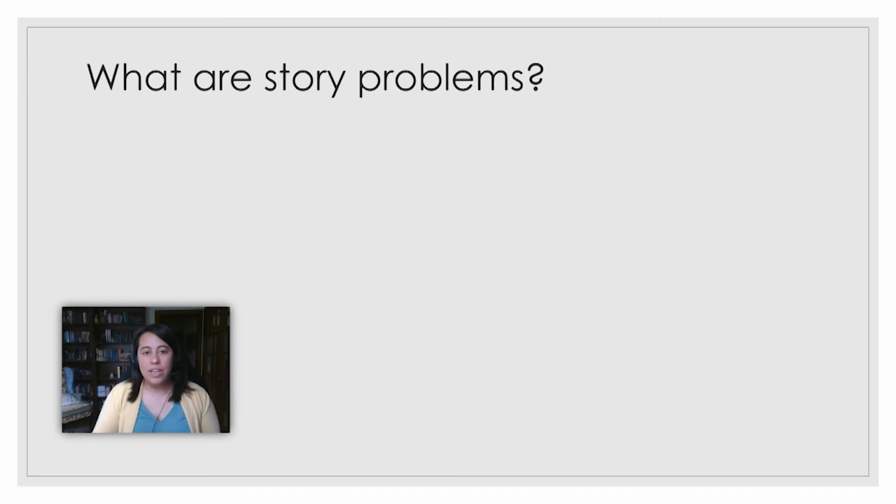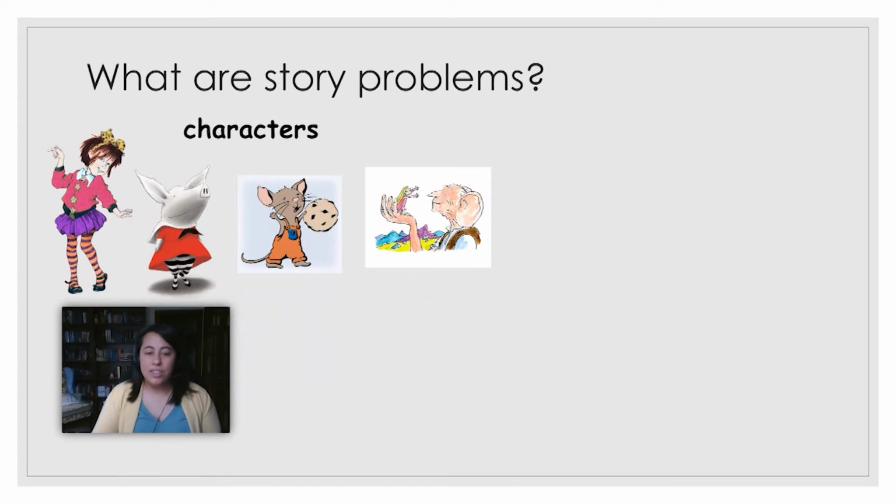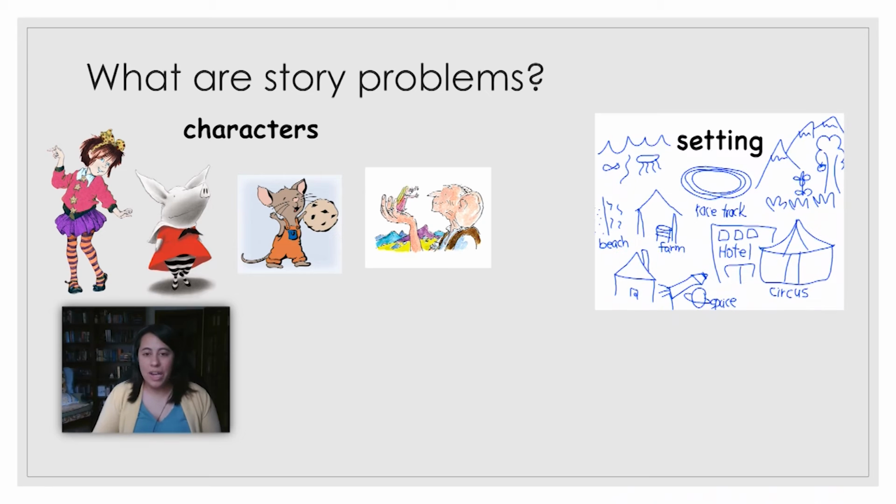So let's start by talking about what story problems are. Story problems are a lot like stories and have a lot of the same parts. You'll have characters, who or what the story is about. You'll have a setting, so where and when the story takes place. But then instead of having maybe a problem and ending, you're going to have some information and then a question or more than one question, and you get to kind of finish out the story. So the stories we're going to be looking at today are going to have characters, are going to have a setting, but there's going to be some part where we're going to have to answer a question.